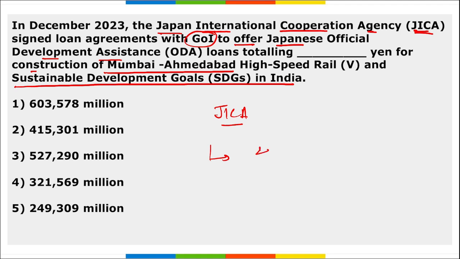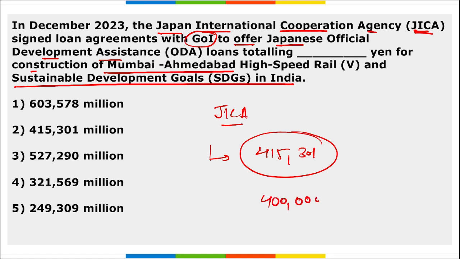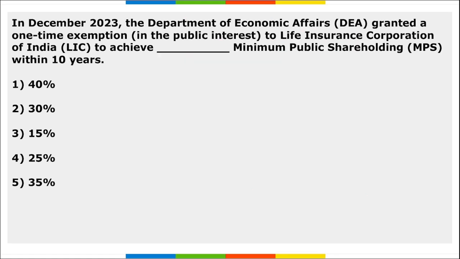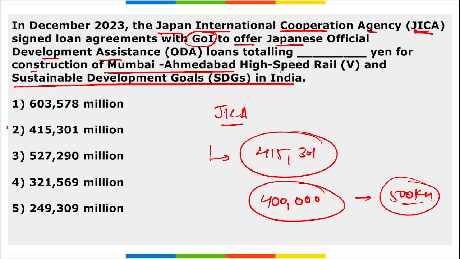The amount for this was 415,301 million yen, correct? And under this, remember, 400,000 million yen will be used for the development of the 500-kilometer section of the Mumbai-Ahmedabad high-speed railway, and the rest, 15,301 million yen, will be used for the development of the sustainable development goals. Next, the right option here becomes option 2.